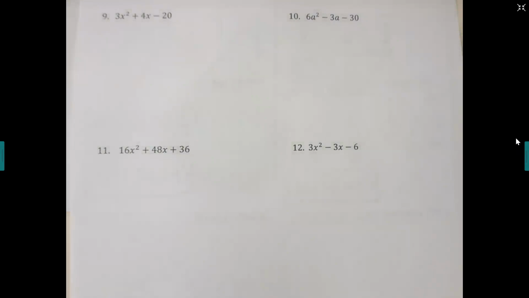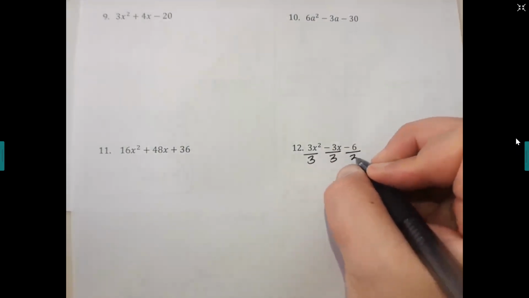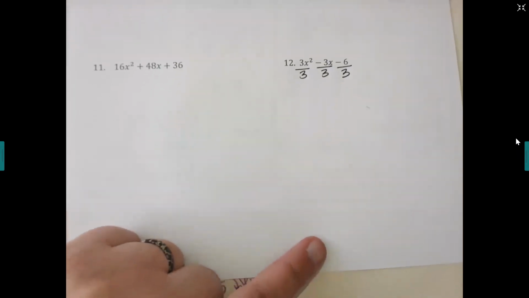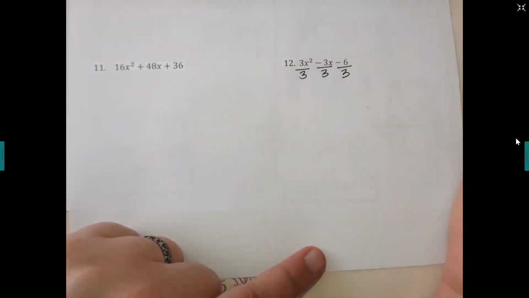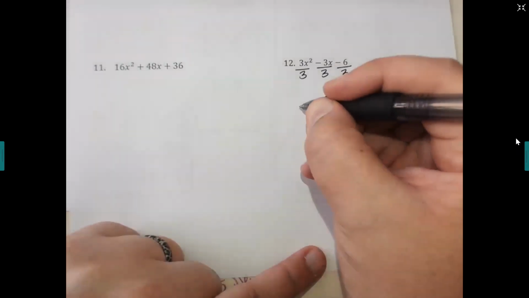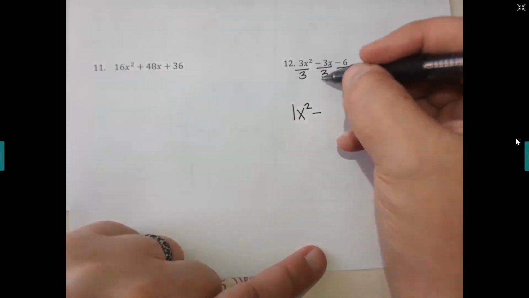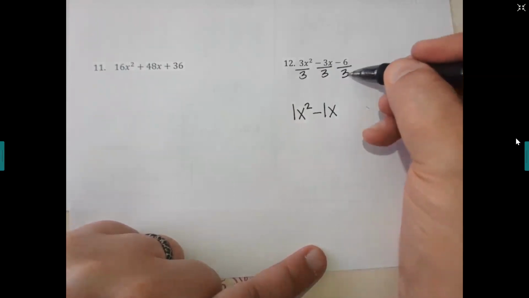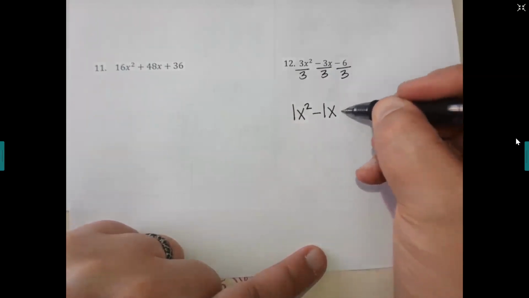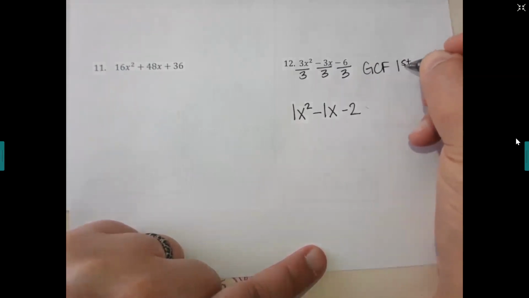So for number 12, we're going to divide every single number by 3 first. So I'm going to do divide by 3, 3, 3. So my front number now is a what if it's 3 divided by 3? 1x squared. Then 3 divided by 3 is another 1x in the middle. And then what about 6 divided by 3 here? 2. So remember, if there's a GCF, you have to do that first.